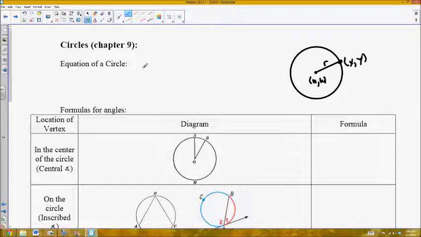And you can represent that with an equation, which is x minus the x coordinate of the center squared, plus y minus the y coordinate of the center squared, is equal to the radius squared. And if you remember, when we derived that equation, it came from the Pythagorean theorem. So that's a circle with center (h, k) and a radius r, like a pirate, r.